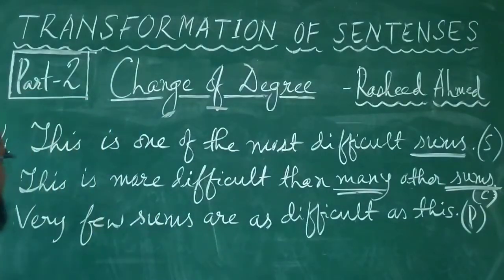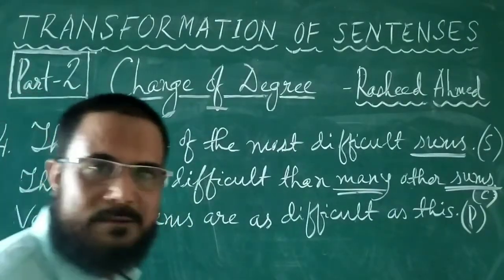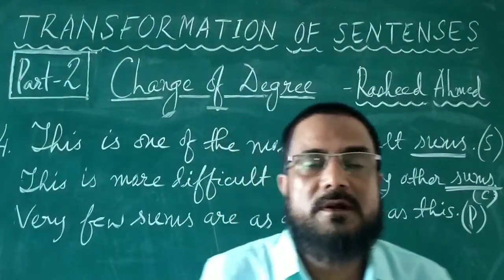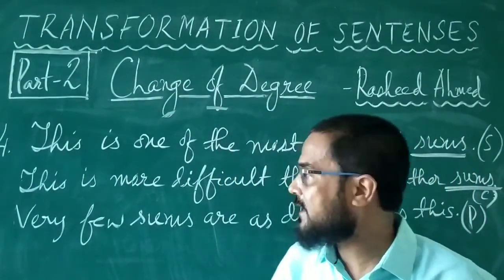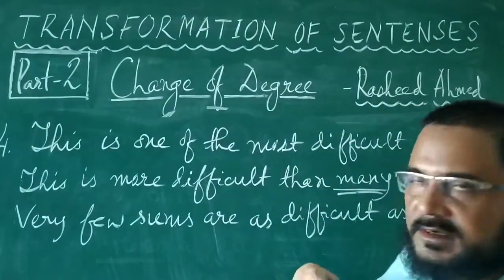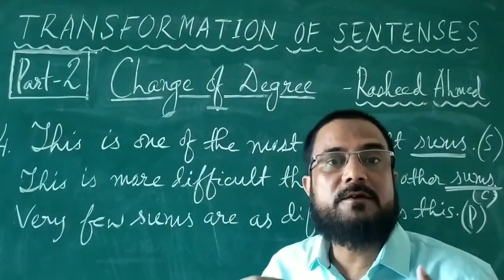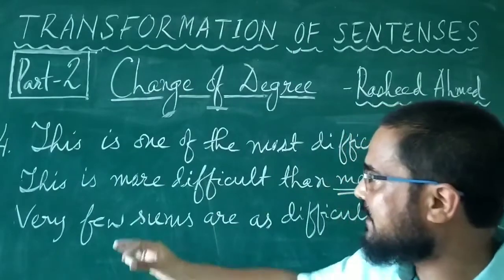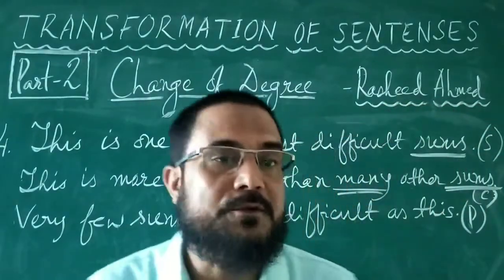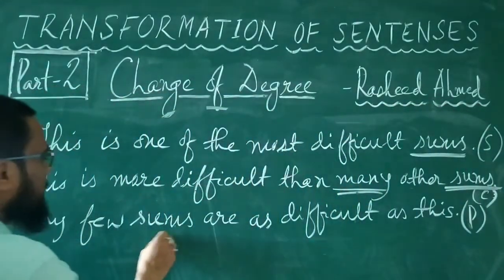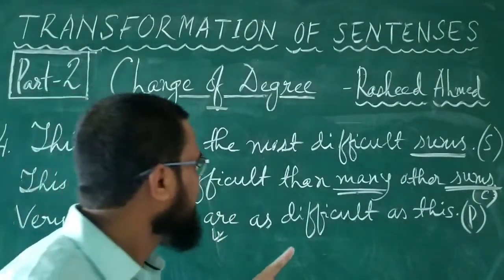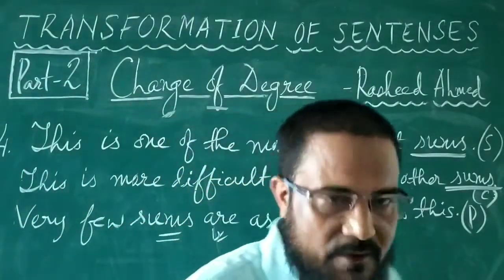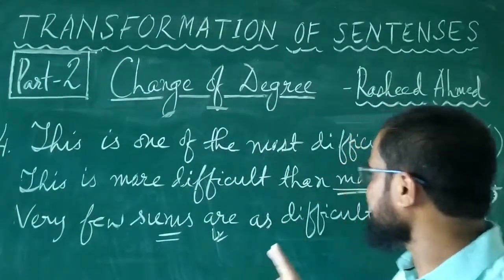Coming to positive degree, very few sums, like number 3. In number 1 and 2 we got no other sum, no other state, no other month. But coming to number 3 you got very few states. Here again in number 4, very few sums. And when this sums is plural, this verb will also be in plural. Very few sums are as difficult as this.